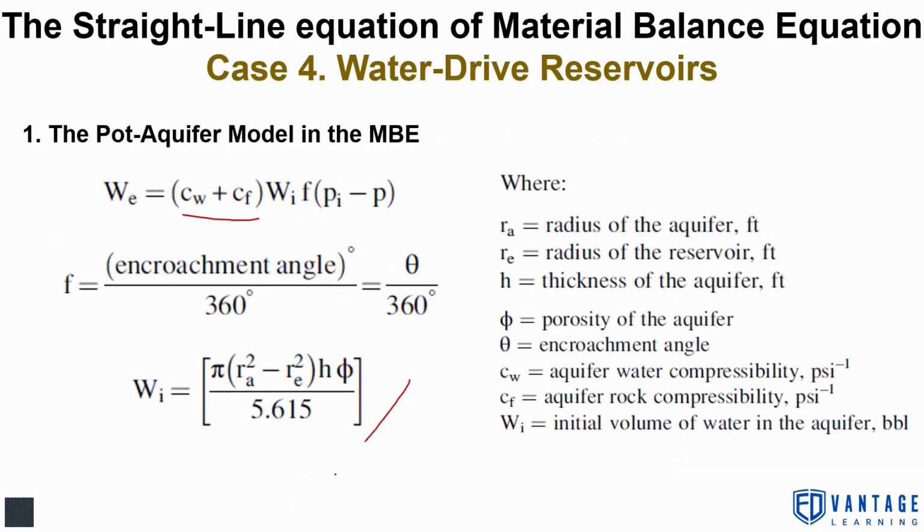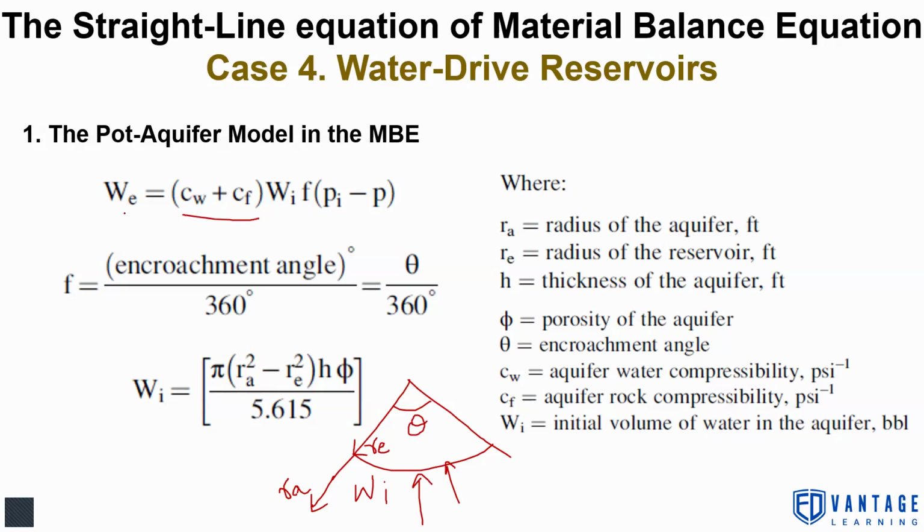For example, if I take a reservoir like this with an angle theta, the fractional angle or encroachment angle, and I have an aquifer that is coming from the edge. So this is what I'm estimating, Wi, which is pi into Ra square minus Re square, where Re is the external radius of the reservoir and Ra is the aquifer radius, into h into phi. This will give me the initial volume of water in the aquifer, and dividing by 5.615 will give me it in barrels, because everything is in feet cube.